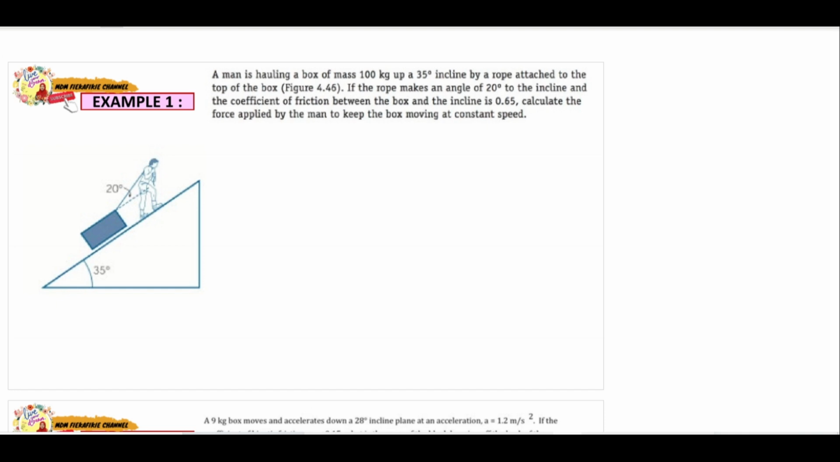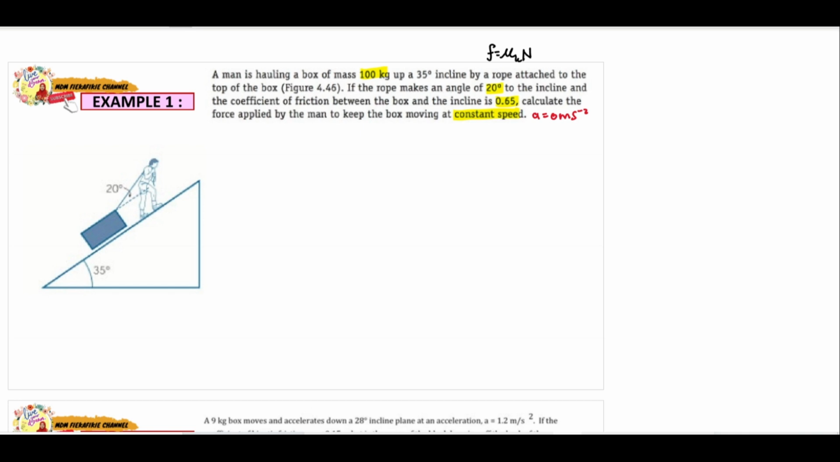So bila soalan bagi coefficient of friction means that dia adalah rough surface, ada friction. And equation friction jangan lupa it's equal to mu N. Okay, and given that mu is 0.65, calculate the force applied by the man to keep the box moving at constant speed. So remember when the object is moving with constant speed, the acceleration is equal to 0 meter per second squared. Okay, so ini adalah maklumat yang dia bagi. So 20 degree, mu.